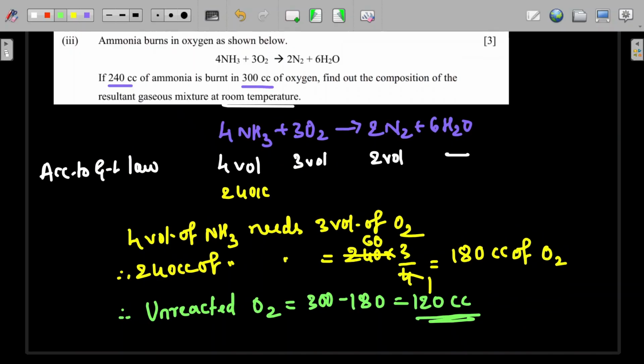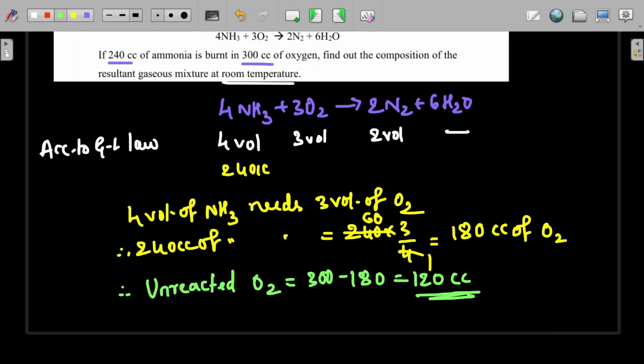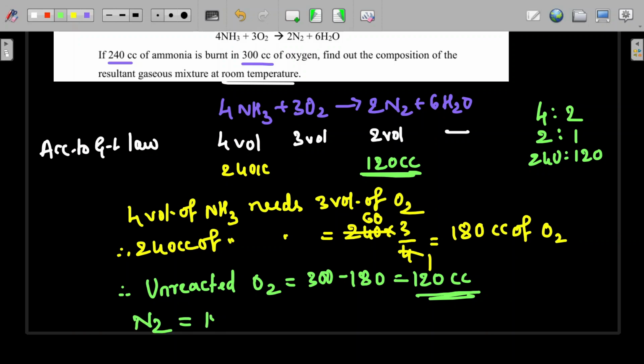Now what you have to find is the composition of the resultant gaseous mixture. So nitrogen you have to find. If it is a 4 is to 2 ratio, then simplify it, 2 is to 1. So it is 240, then half of that, that is 120. So you should get 120 cc of N2, 120 cc of nitrogen. So I have calculated it directly.